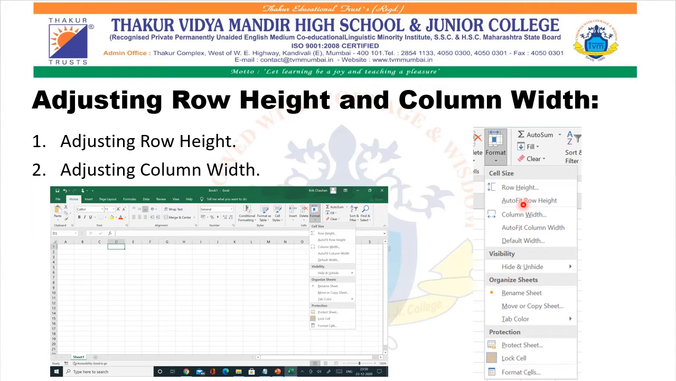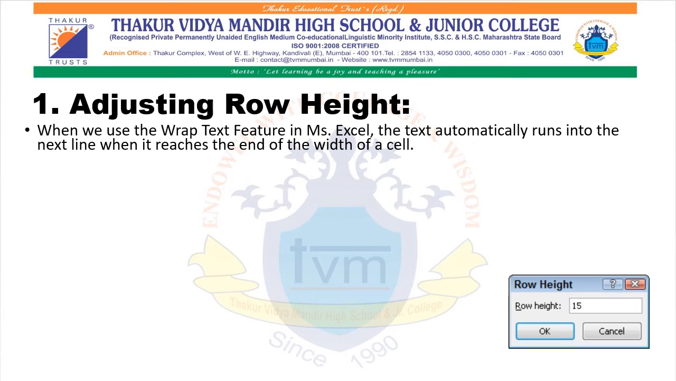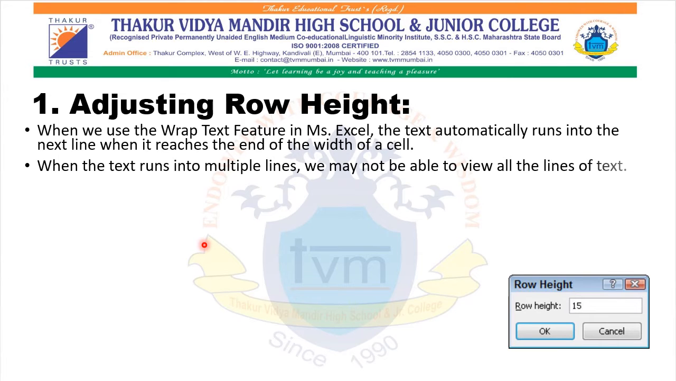Next, we'll understand in a better way. We'll start with adjusting row height. When we use the wrap text feature, the content in the cell will automatically run into a new line when it reaches the end of the width of the cell. So when text runs into multiple lines, we may not be able to view the lines of the text. To make it visible for the user, we can adjust the row height.